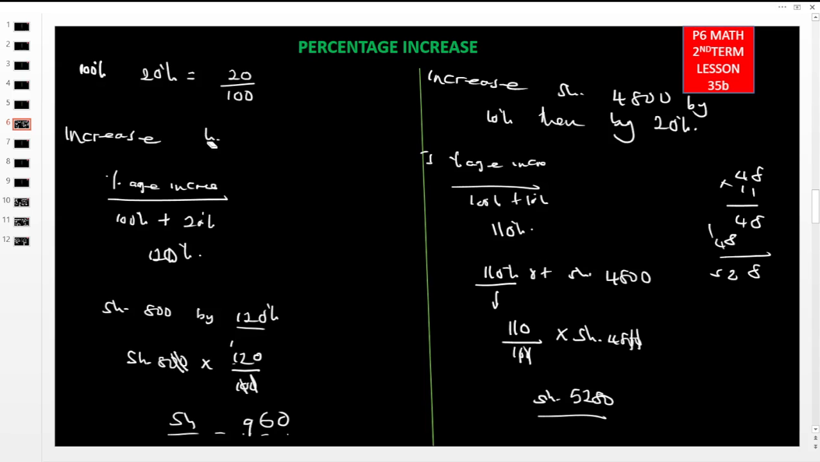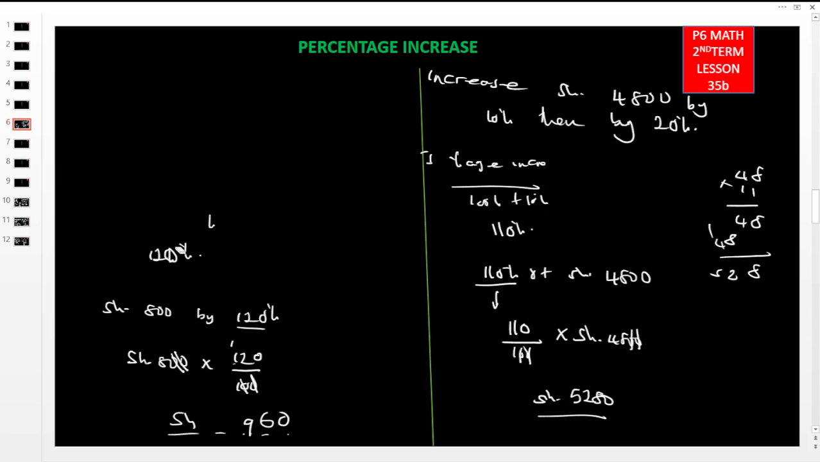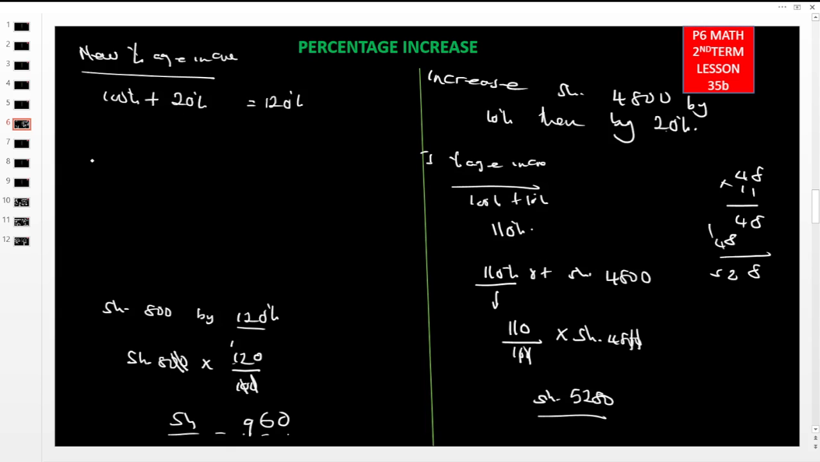Now this one, the original, is at 100%. Then we make it move from that. We add on other more 20%. So again we are getting our new percentage increase. The new percentage increase is now 100%, the original, plus the new 20%, which gives us 120%. So 120% of our new money, that is shillings 5280.